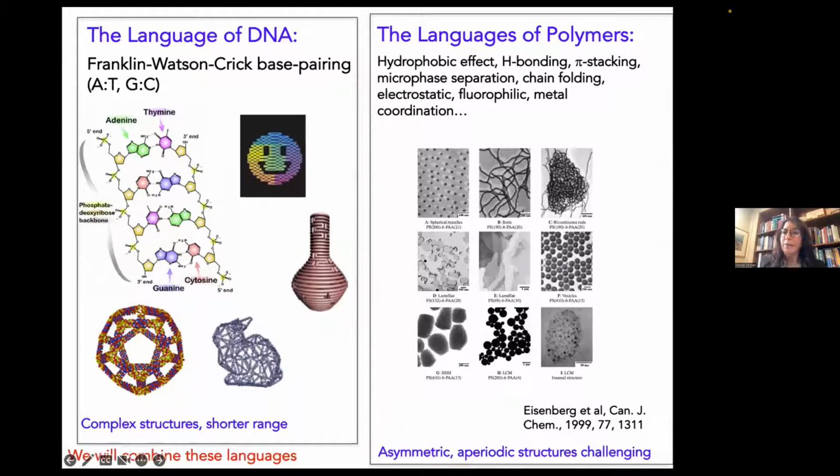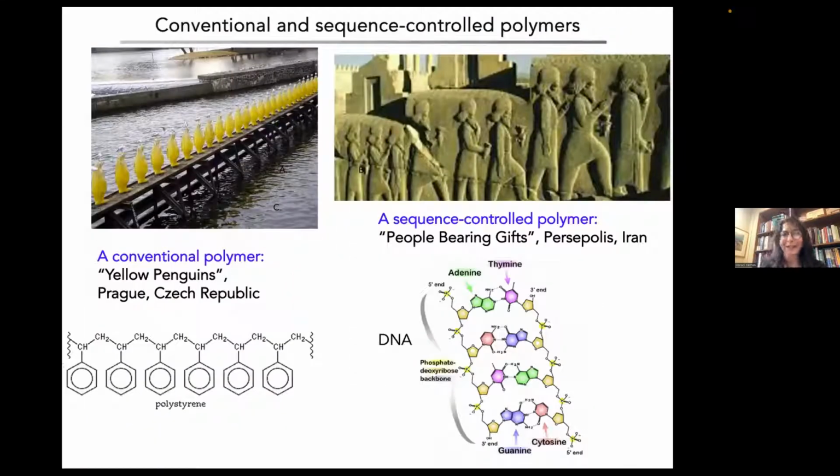And so combining the various languages, if you want, of polymers with the very limited alphabet of DNA is advantageous, because what we can then do is create complex structures without having to use hundreds and hundreds of different DNA strands. And so this is our motivation, but we're going to go one step further here.